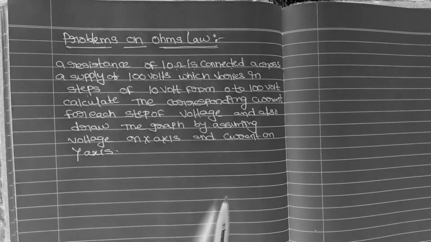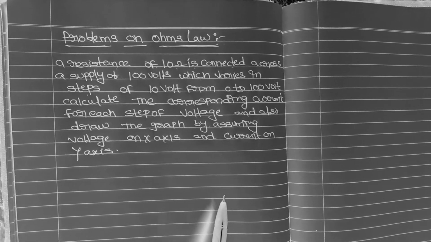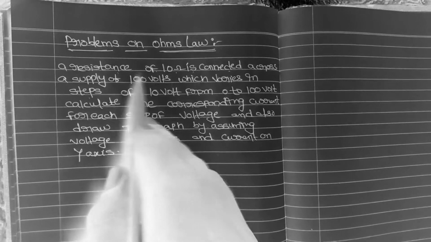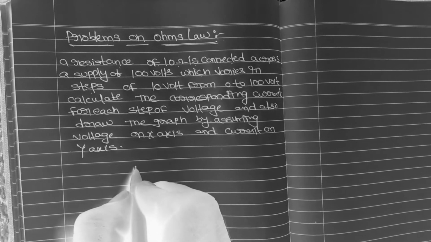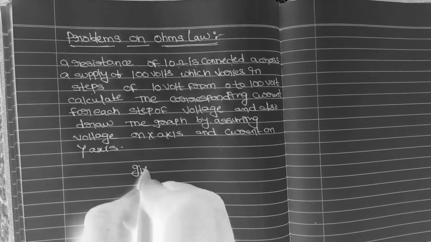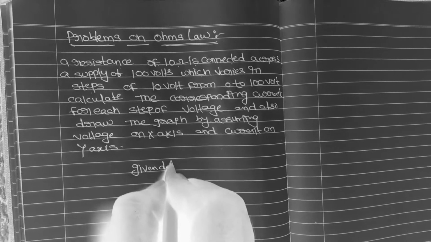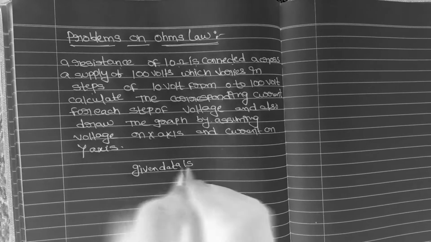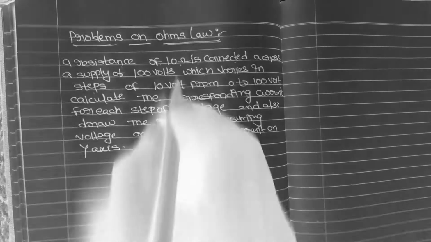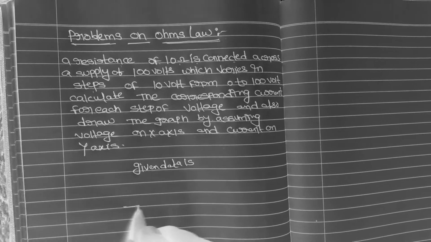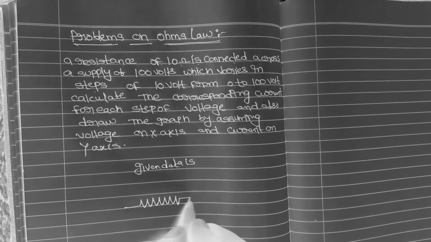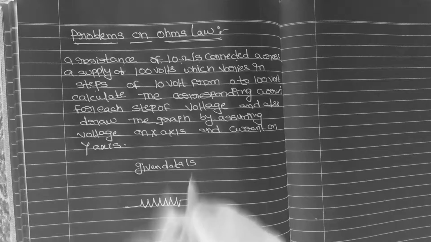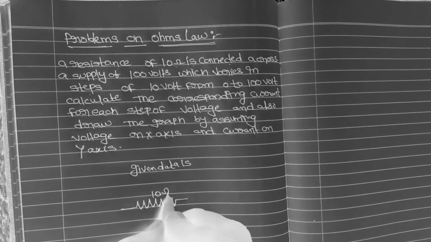These models are very important, based on Ohm's law. Coming to the problem, first of all one resistance is given. I have to write the given data here. So the given data is, the resistance is 10 ohms. First of all I have to draw the resistance here, so we represent it like this. This resistance value is 10 ohms.